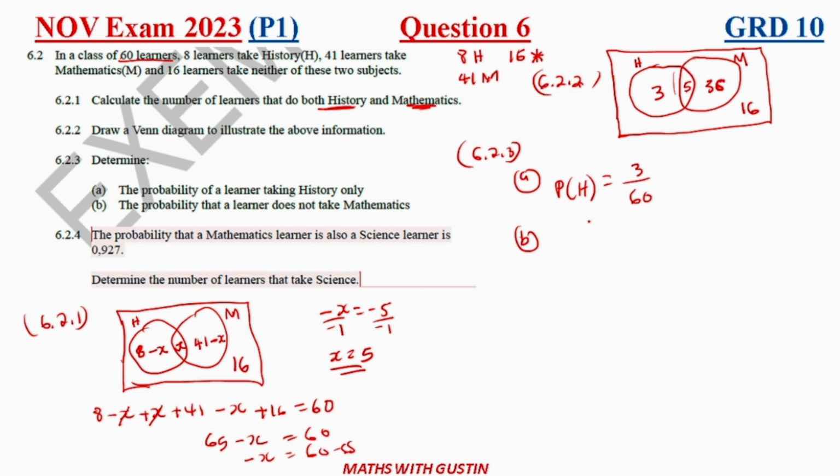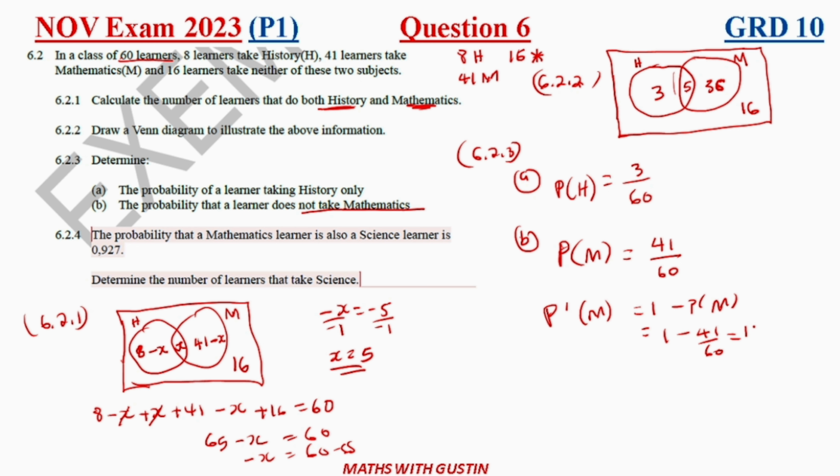Okay, so what is the probability that a learner does not do maths? Basically this is a complement, guys. If you know the probability of learners who do maths, and they've already told us it's 41 learners who do maths over 60, and now you want the probability of learners who don't do maths, so this is a complement. It's just going to be 1 minus those who do maths. So this will be 1 minus 41 over 60, which gives us 19 over 60.